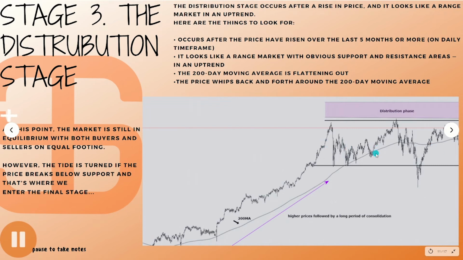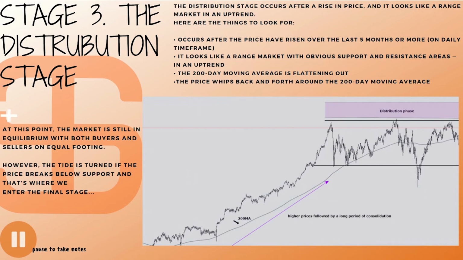Now this will happen after big moves, often for quite a while. What will happen is we're in our distribution stage, which means we're trying to figure out which way the market's going, if it's going to continue and go to the next advancing stage, or if it's going to start melting, okay? So at this point, the market is still in its equilibrium with both buyers and sellers on equal footing. So we don't know what's gonna happen in this. However, the tide is turned if price breaks below support, that's where we find the last final stage.